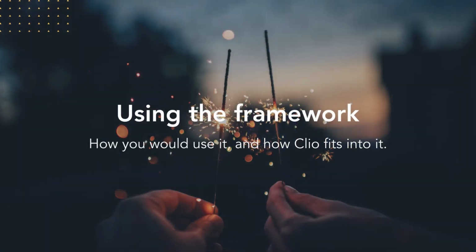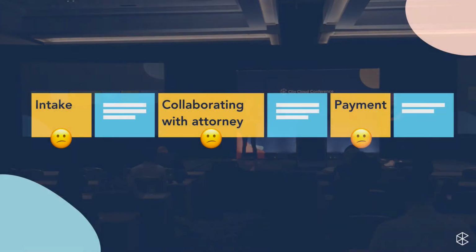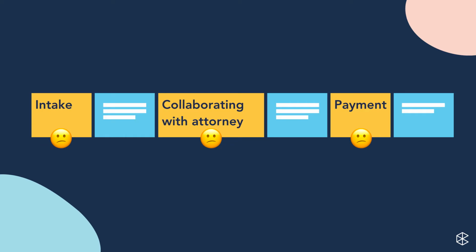So, in the next section of our talk, we're going to use the framework that we just talked about to demonstrate how a few of Clio's features can also help you address some of the most common pain points that you'll realize when you talk to your clients. From our research that we've conducted with clients and firms, we noticed that there's 3 main pain points that clients do tend to struggle with. These 3 pain points are intake, collaborating with the attorney, and payments.